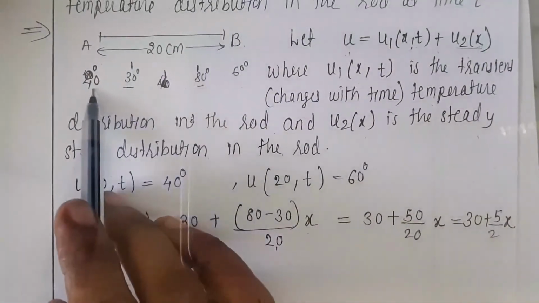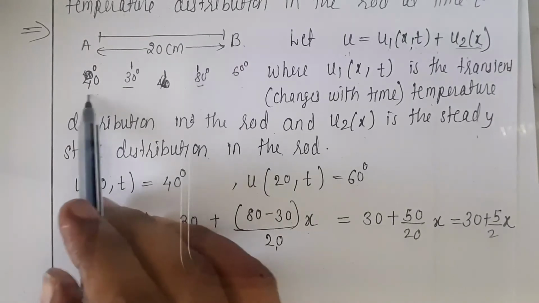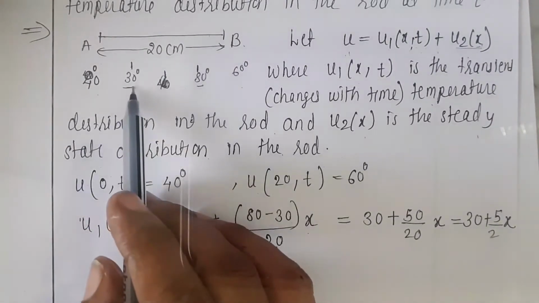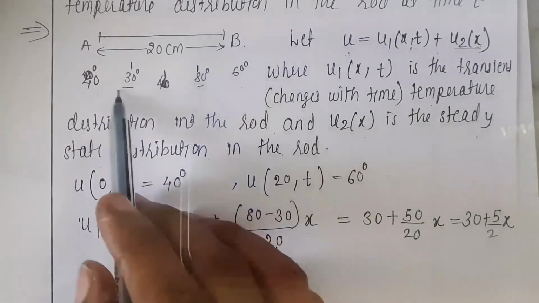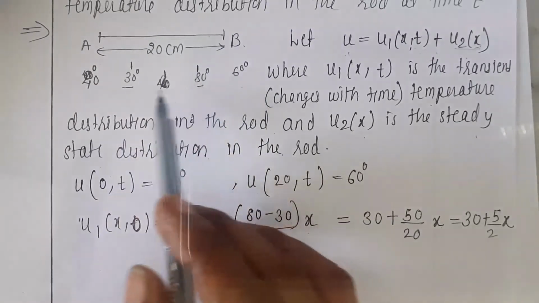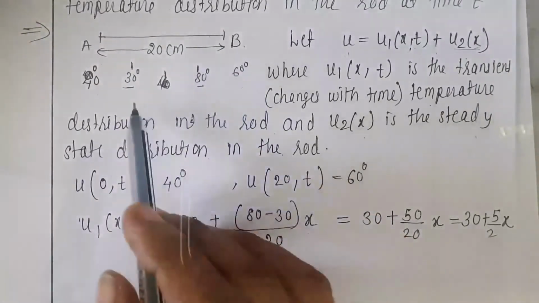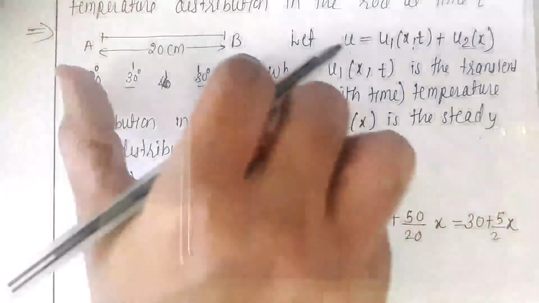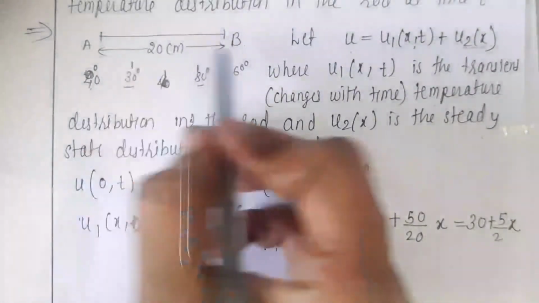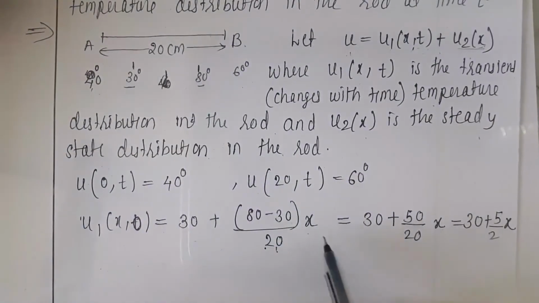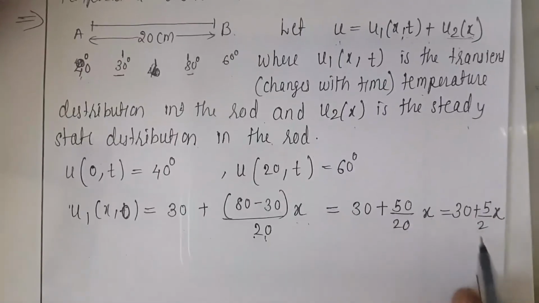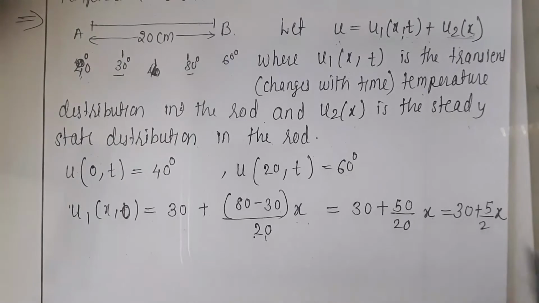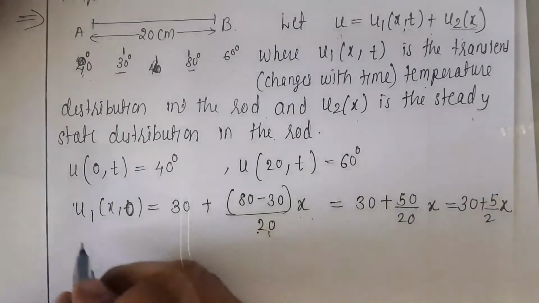Initially means at t is equal to 0, at this point 30 degree, and 80 minus 30 degree is the change, divided by this total distance. Why are we dividing it by total distance? Because we want it at time t is equal to 0. So that's why we divide it by total distance multiplied by x. So we obtain 30 plus 5 by 2 into x.